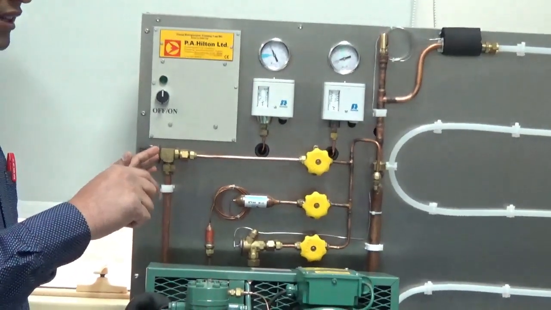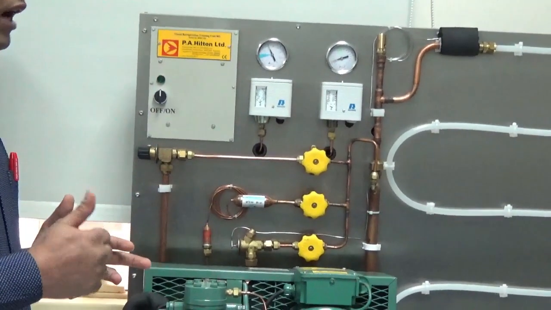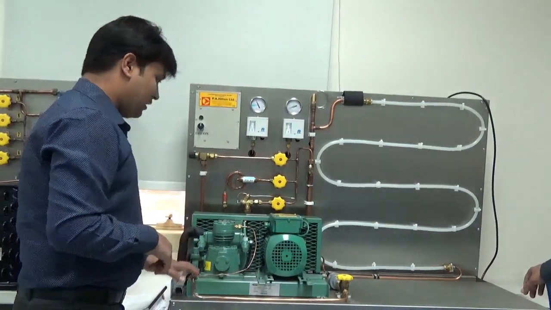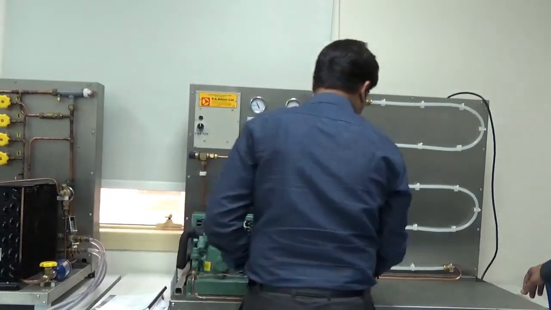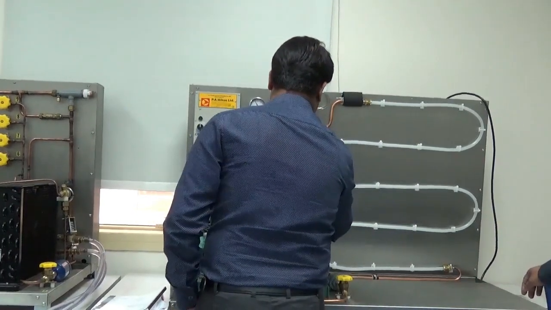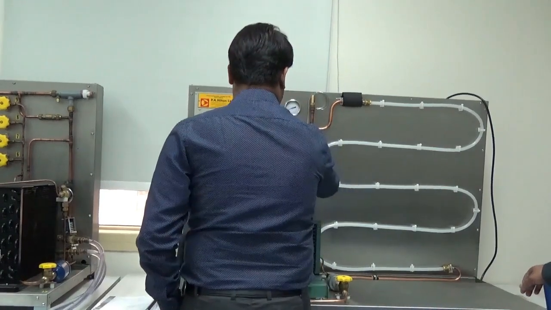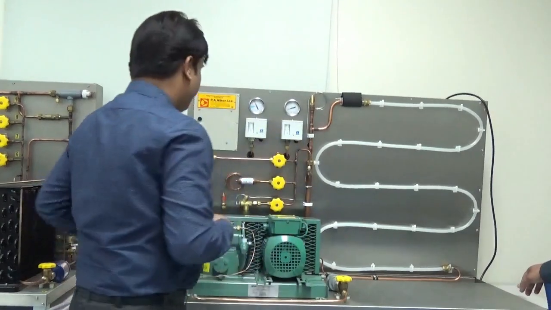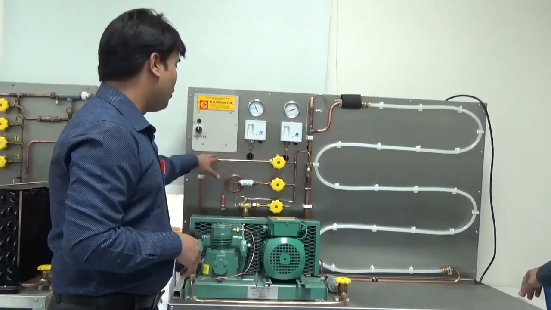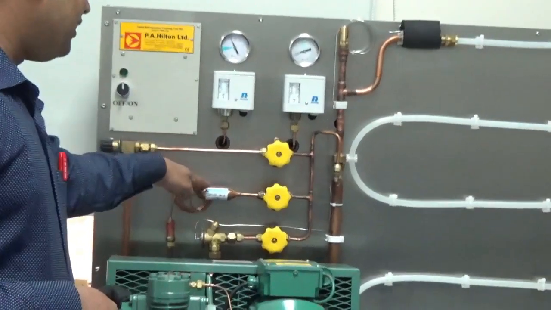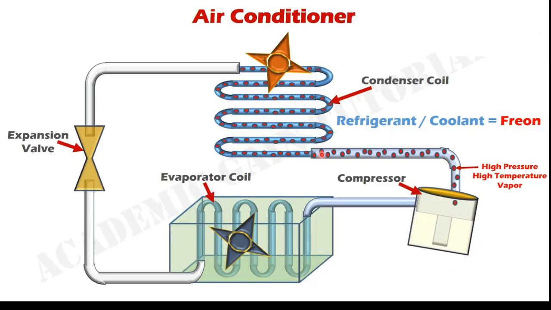For example, we have the expansion valve. We know the principle behind it: PV equals nRT, where pressure is directly proportional to temperature. The compressor is connected to the condenser directly, and the condenser is connected with the expansion valve, and this expansion valve goes back again to the evaporator line. So this is a completely closed loop. This is called the expansion valve, like this.